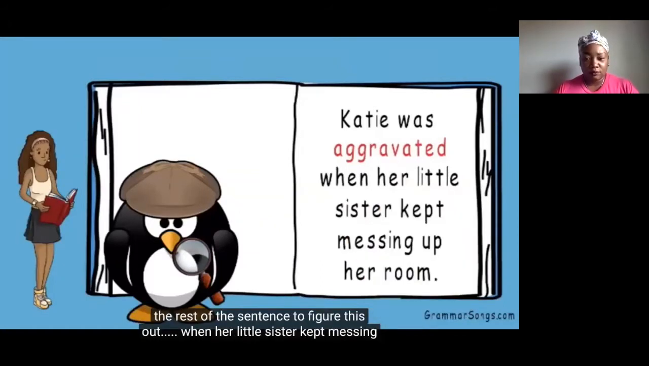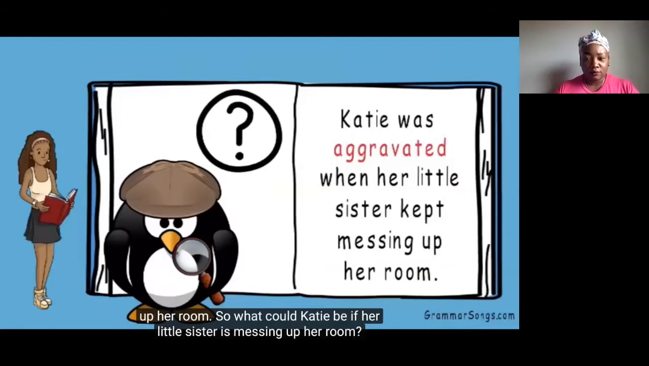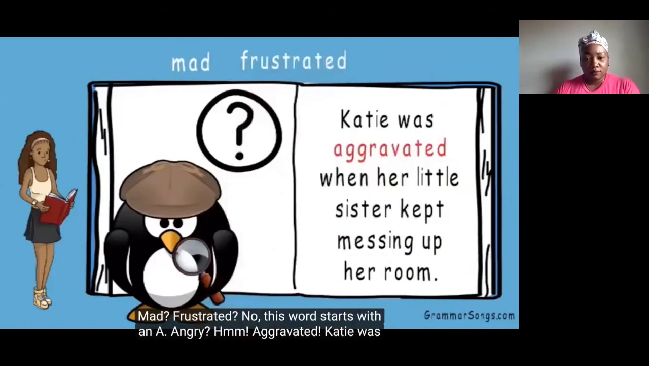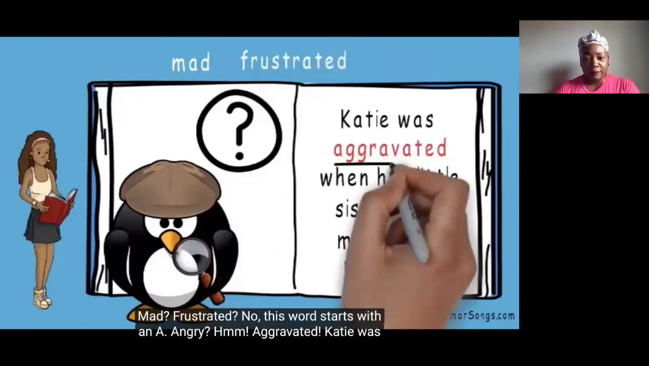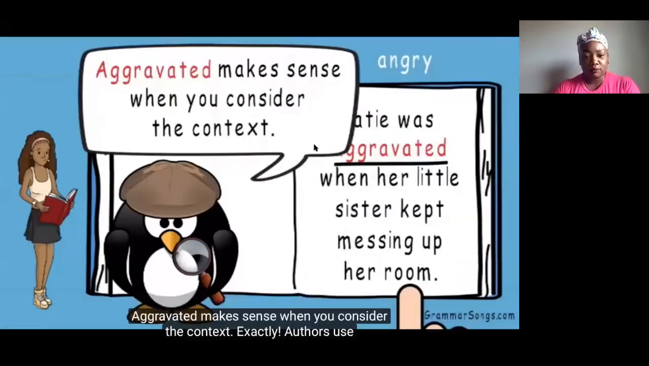Well, we know Katie was something, so we need to read the rest of the sentence to figure this out. When her little sister kept messing up her room. So what could Katie be if her little sister is messing up her room? Mad? Frustrated? No, this word starts with an A. Aggravated. Was aggravated when her little sister kept messing up her room. Aggravated makes sense when you consider the context.